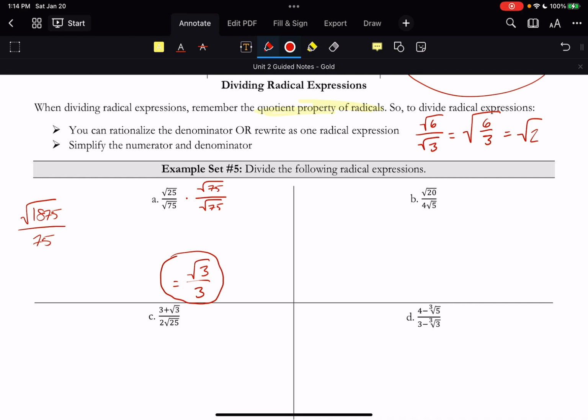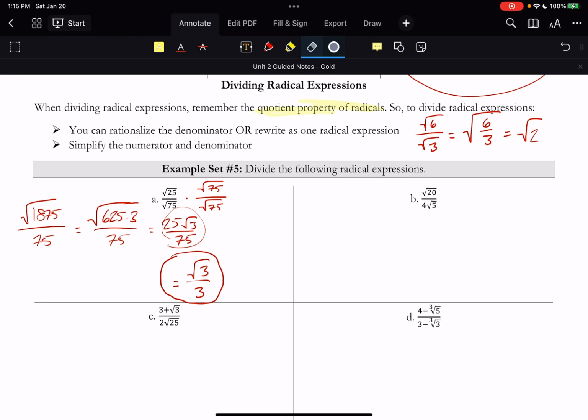So then you need to go ahead and you need to find the biggest possible perfect square of 1,875. And it is a very, very big number. It is 625 times 3 divided by 75. And the square root of 625 is 25. So this would be 25 times the square root of 3 divided by 75. And when I simplify this fraction down, I get the square root of 3 over 3.